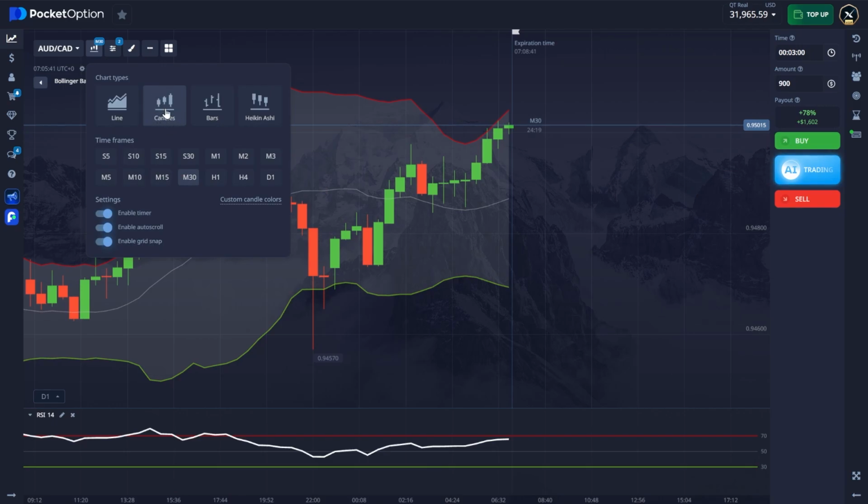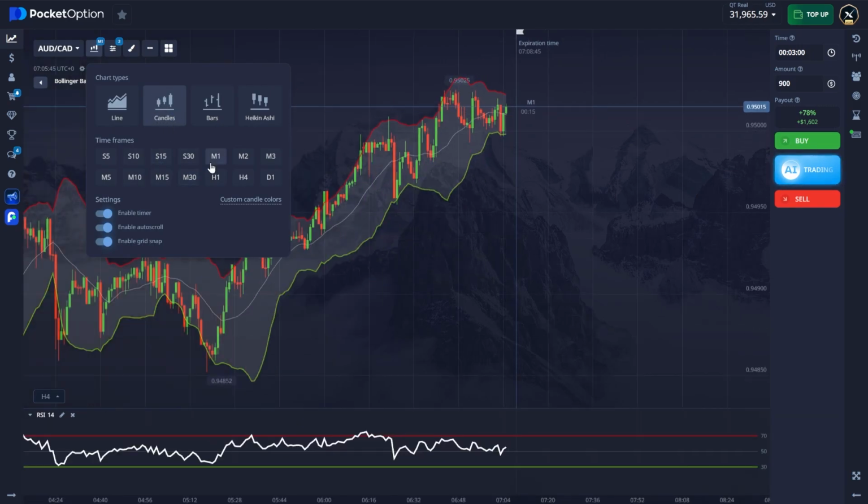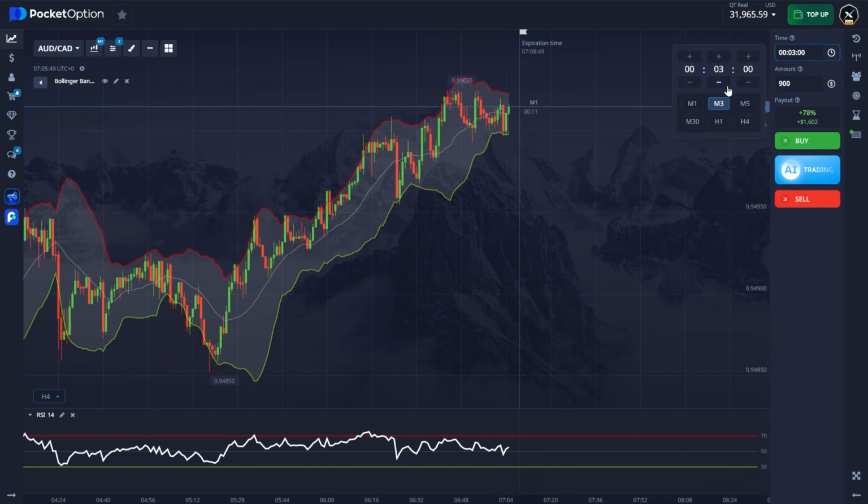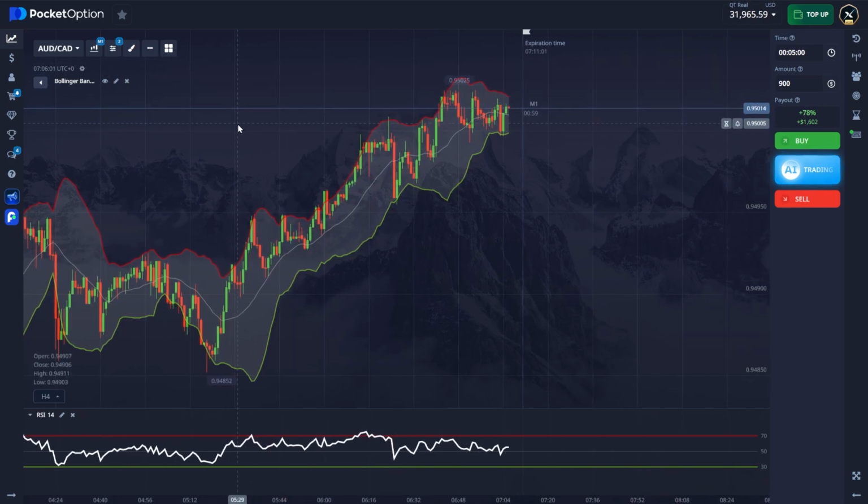All indicators are now configured. Let's quickly double check the chart settings. We're using a candlestick chart with a 1-minute time frame, and the expiration time is set to 5 minutes. Perfect. Everything is set up correctly: chart type, time frame, and expiration time. We're fully prepared to trade. Let me find a suitable setup, and I'll be right back.